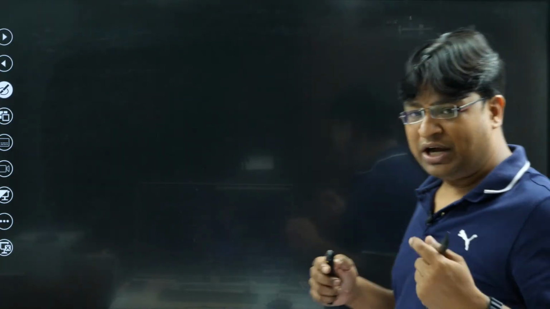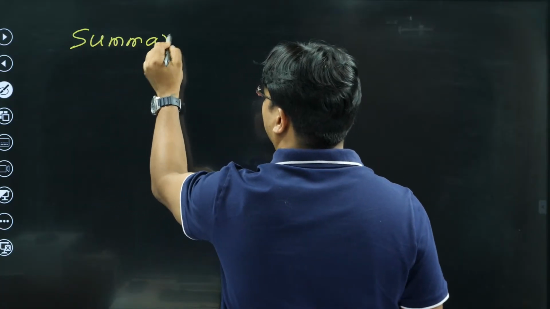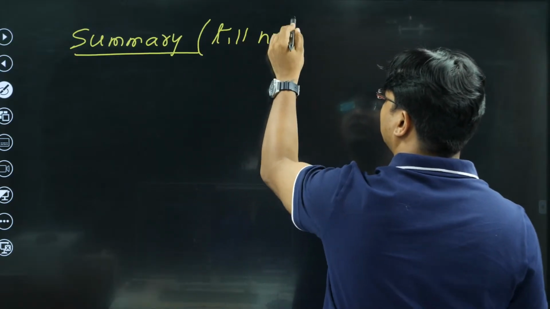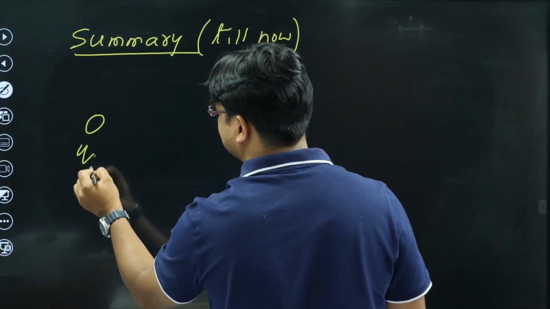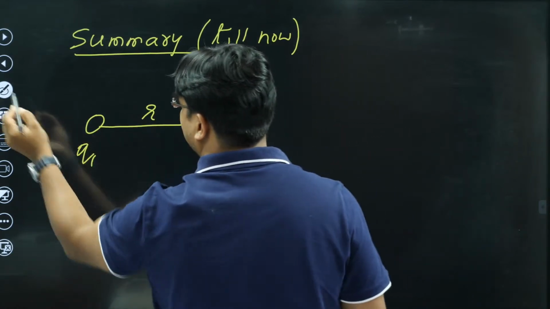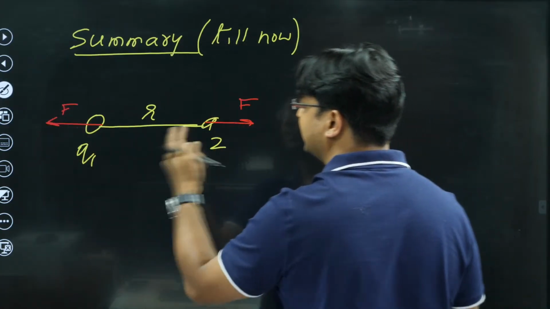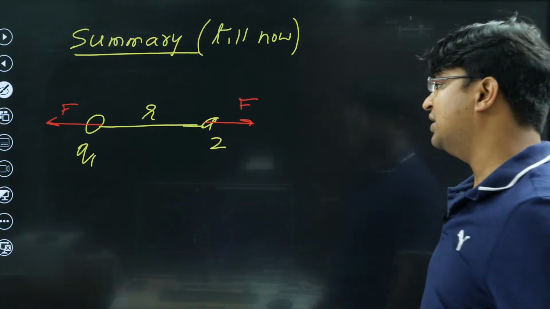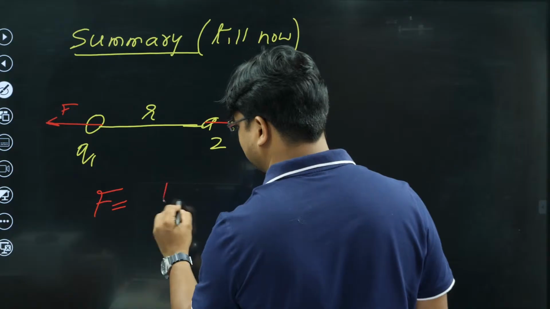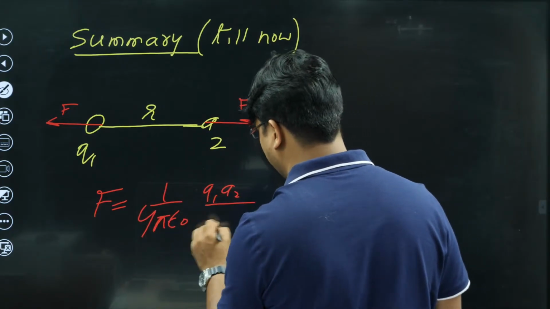Okay, I'll summarize what I have told you till now in today's session. So I have told you that if there are two particles with charges q1 and q2 and they are separated by distance r, then they will exert force on each other. The direction of force will depend upon the polarity. I'm assuming that these charges have the same polarity, and we will write this force as 1 by 4 pi epsilon naught q1 q2 by r square.